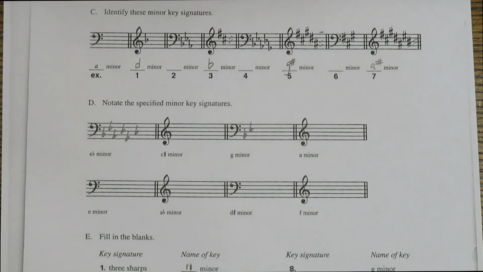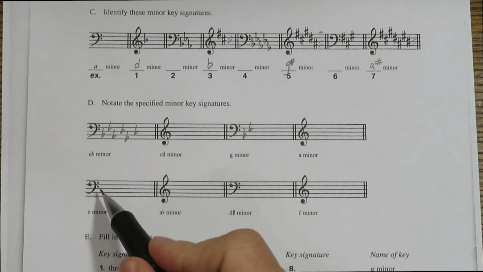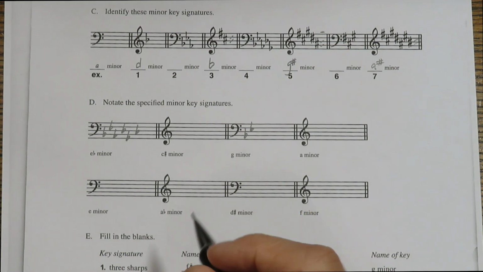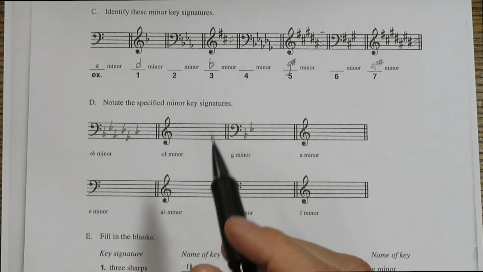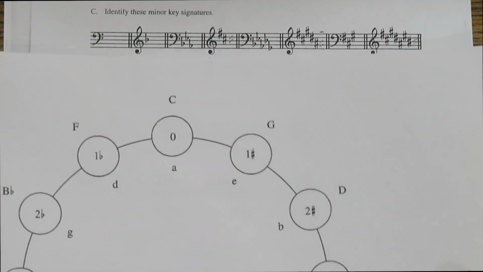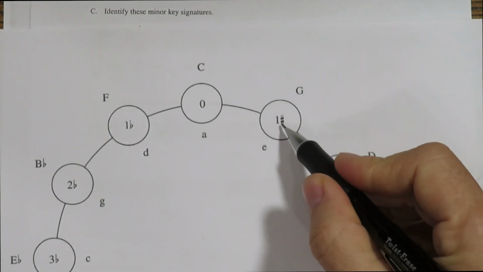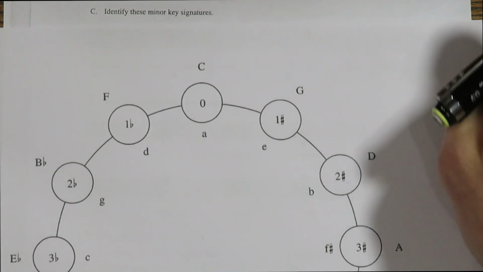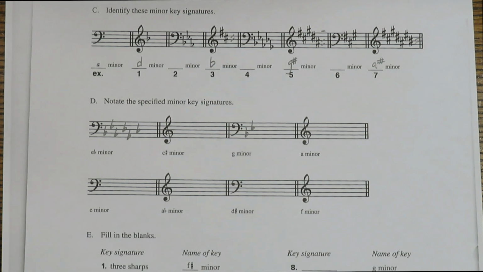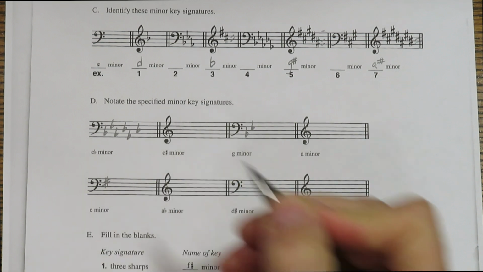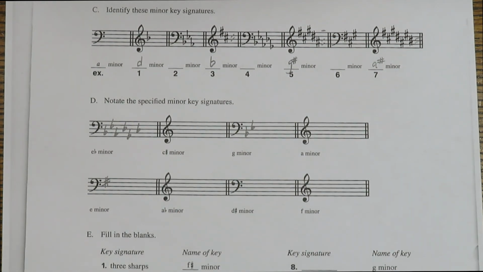Okay, so now we have E minor in bass clef. So a minor third up from E is G, and the G major scale has 1 sharp, right? So its relative E minor also has 1 sharp. And in the order of sharps, we start out with the F sharp. Bass clef, so there it goes there. E minor.